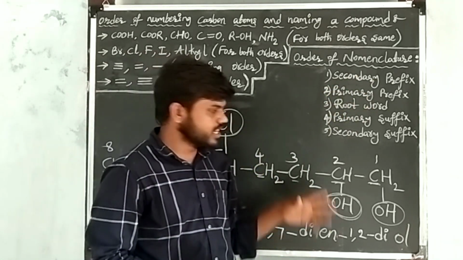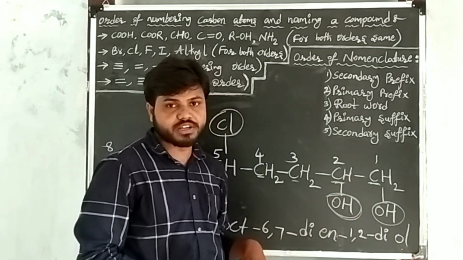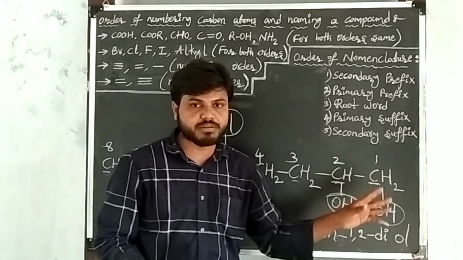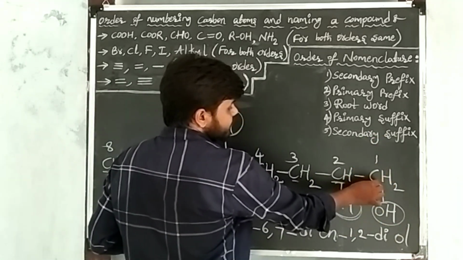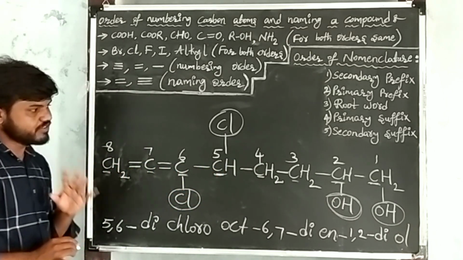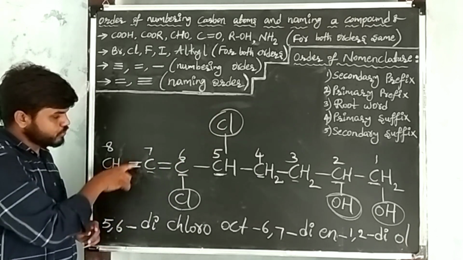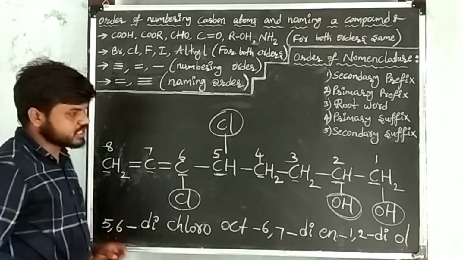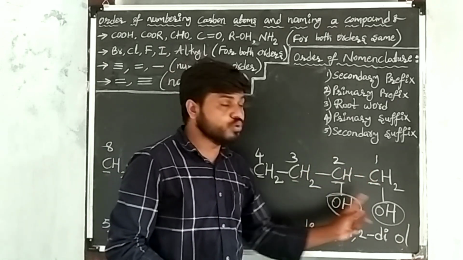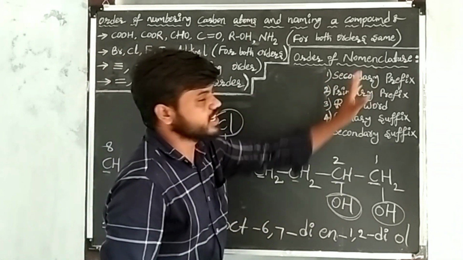Now the remaining are all single bonds. At this carbon one alcohol, at another carbon also an alcohol. When you give numbers to each carbon atom, these two alcohols should get the least numbers. That's why I started from the right side: first, second, third, fourth, fifth, sixth, seventh, eighth carbon. Chlorine positions are 6th and 5th. Double bond positions are 7th and 6th. Alcohol positions are 1 and 2. These two alcohols are getting the least positions, right? After giving numbers, write the secondary prefixes.